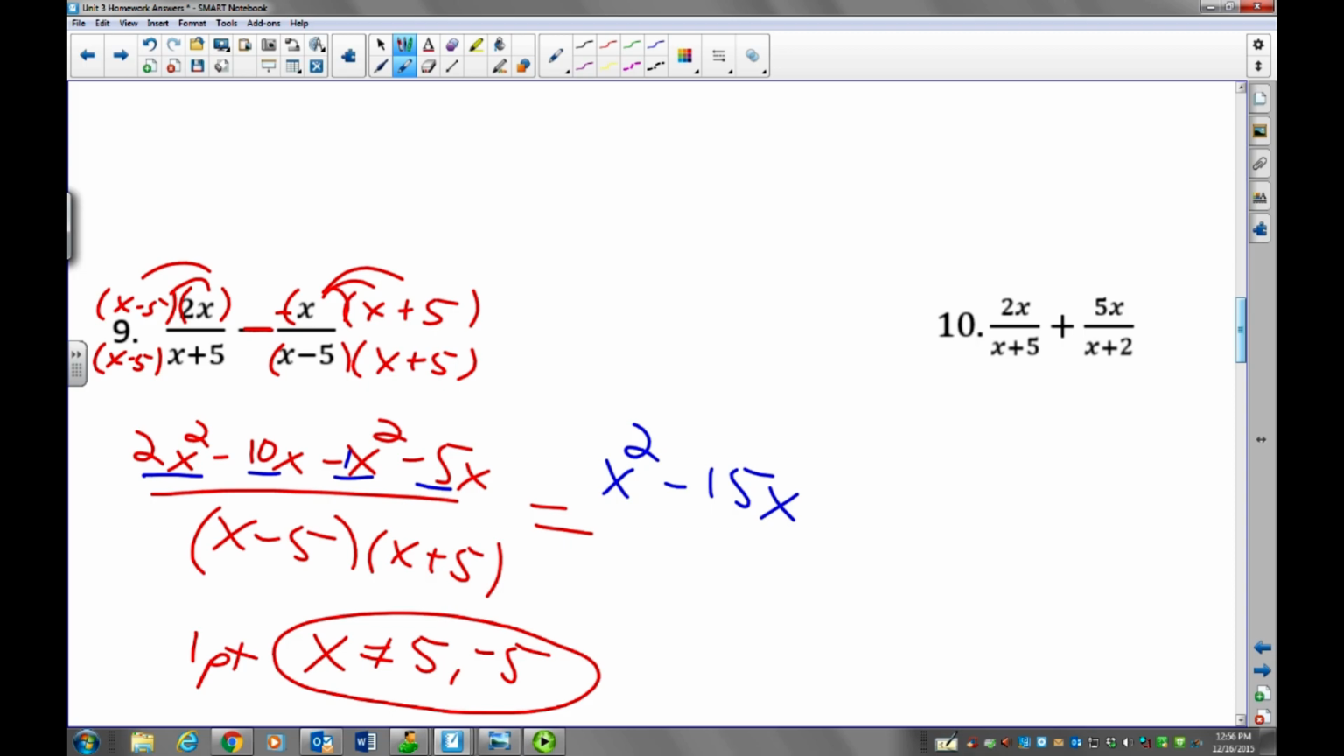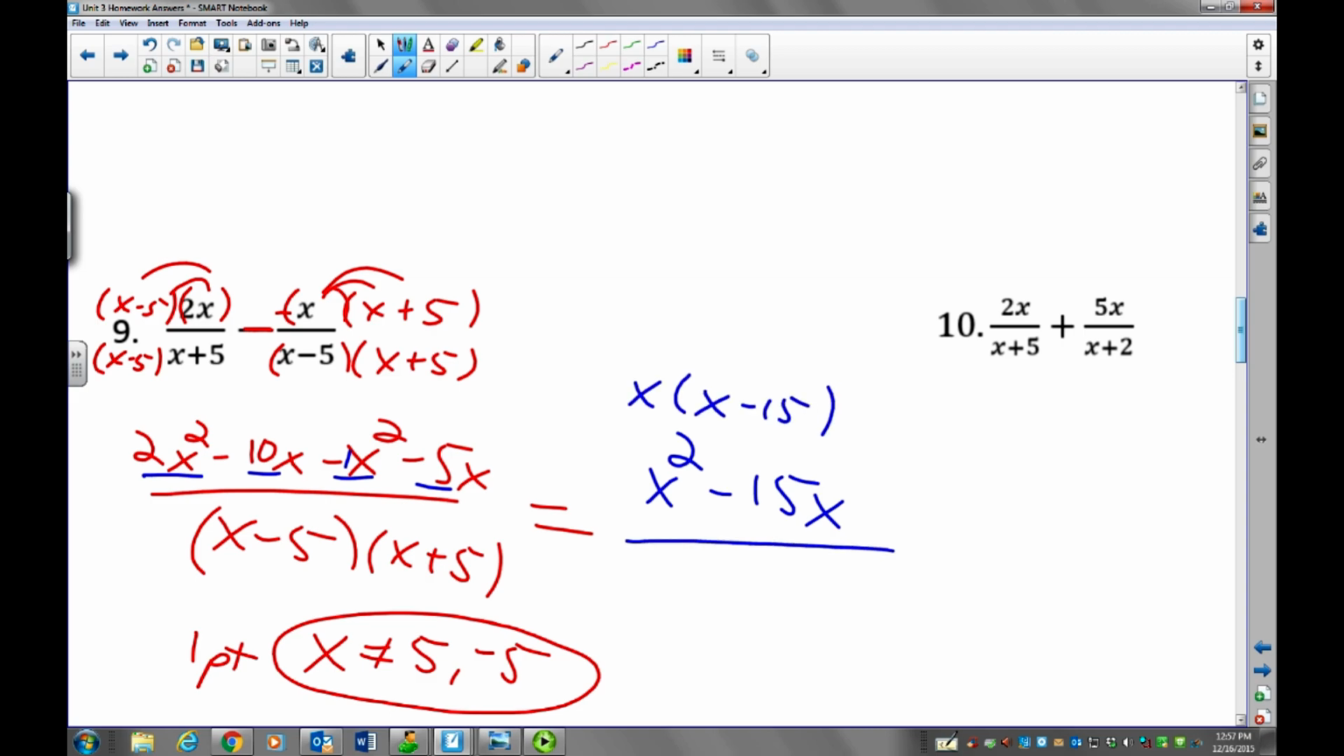Okay, making sure we did that right so far. So I guess we could factor out an x, but I don't know if that would help us at all. We could factor out an x and get x minus 15, but I don't think that would cancel with the x minus 5 or the x plus 5 in the bottom. So I think we're good. I think we're golden there.